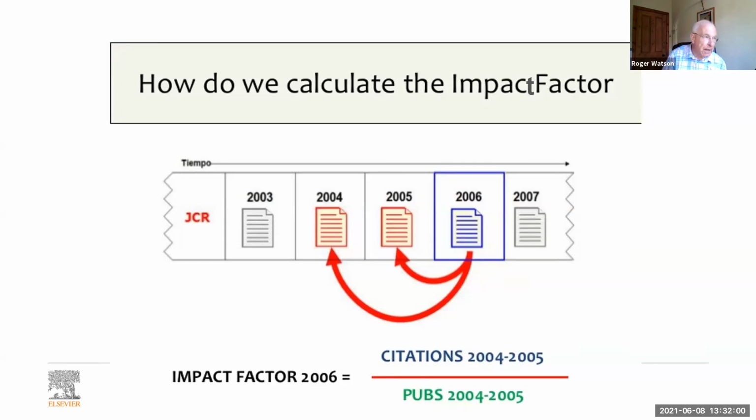Not every type of article counts towards the impact factor, of course, mainly the research articles and reviews that are counted. But it's simply a measure of citations versus the number of papers published, and the more citations you get and the fewer papers that are published, or the bigger that ratio, the bigger the impact factor.